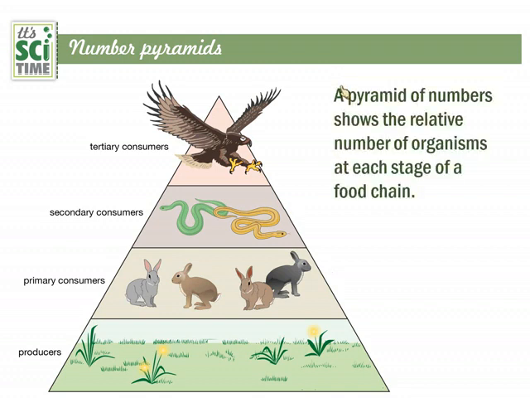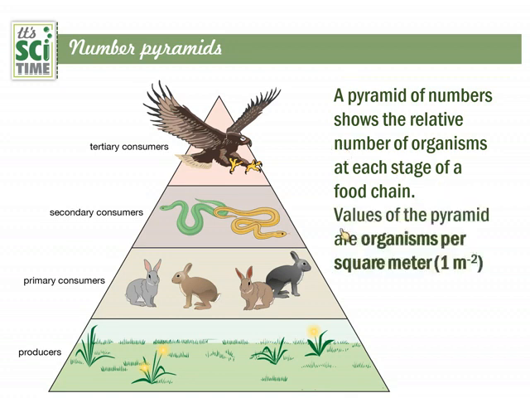Let's see the description for the number pyramids. A pyramid of numbers shows the relative number of organisms at each stage of a food chain, and there is a unit for measuring this number. The value of the pyramid is expressed as organisms per square meter. In a square meter, we count how many organisms live, and normally the average organisms are expressed this way.